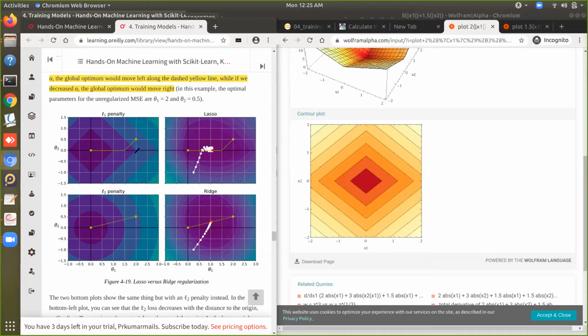Whereas for ridge, the global optimum is where both theta 1 and theta 2 are relatively small, but neither of them is 0. It just pushes both of them to be small, if that makes any sense.